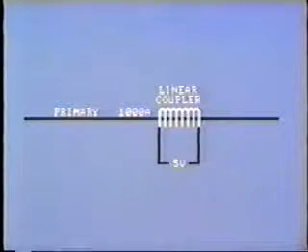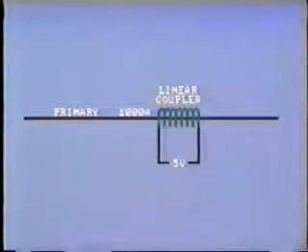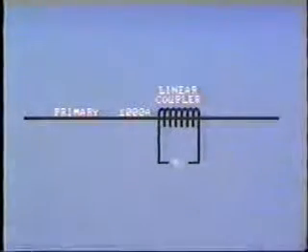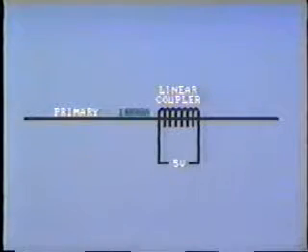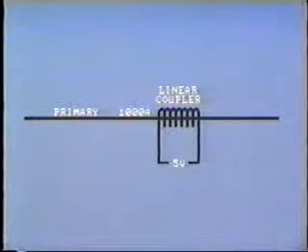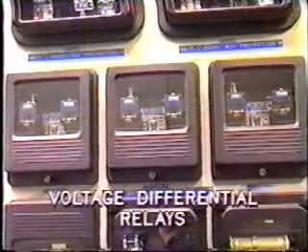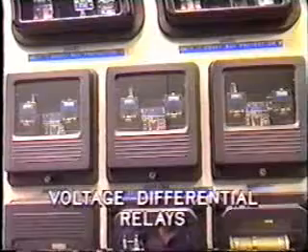The number of secondary turns is usually far greater than in the conventional CT to make up for the lack of iron and in order to provide the correct primary-secondary relationship. The linear coupler is usually designed to provide 5 volts on the secondary side for 1,000 amps passing through the primary. Note that the output of this type of CT is designated in volts instead of amps. The type of relay used is a voltage differential relay.